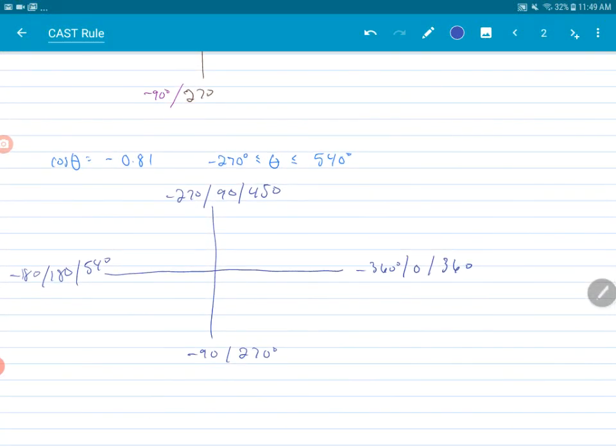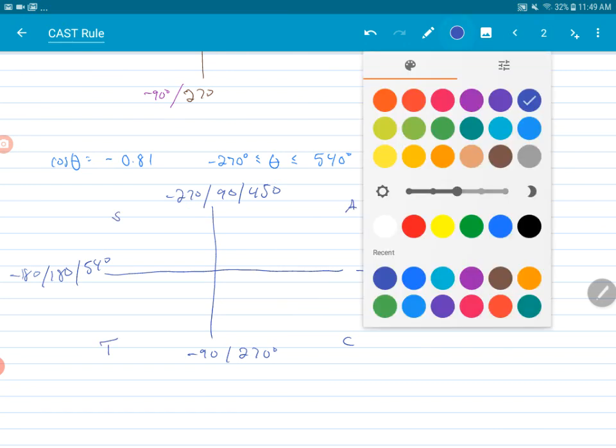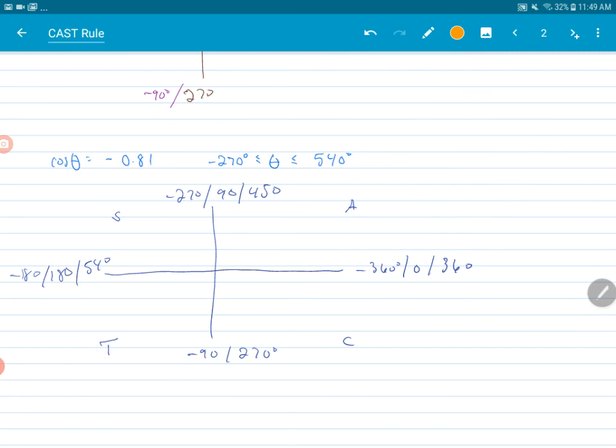So if this is our range, and I guess I'll put in the CAST rule here on the outside so we can refer to that later. So let's start our rotation. We're starting at negative 270. That's our beginning, and this is our end.